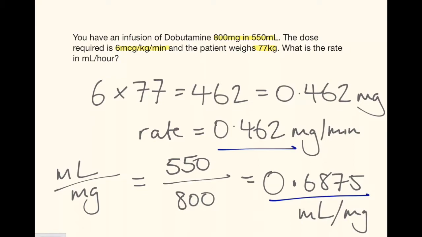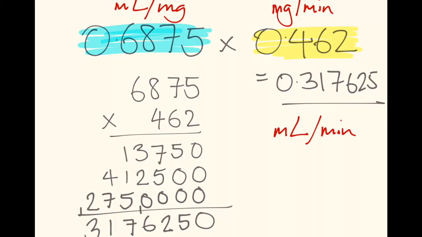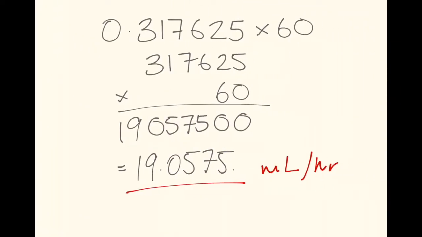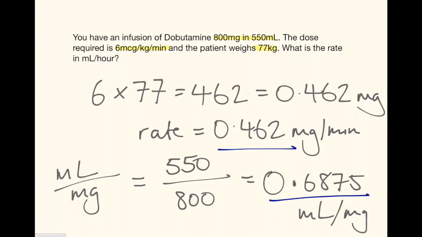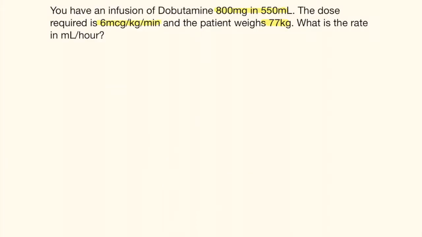We multiplied the rate by the weight. We got how many milligrams we needed per minute. Then we found how many milliliters per milligram in the mixture. Then we found how many milliliters per minute we needed. And then we found how many milliliters per hour. So 4 steps in total. Okay, let's talk about how we can estimate this amount.